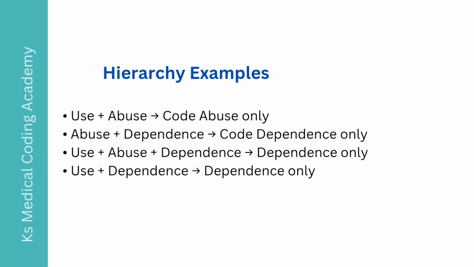Hierarchy examples. Let's see examples. If use and abuse are documented, code abuse only. If abuse and dependence are documented, code dependence only. If use, abuse, and dependence are documented, code dependence only. Never assign multiple codes for the same substance.